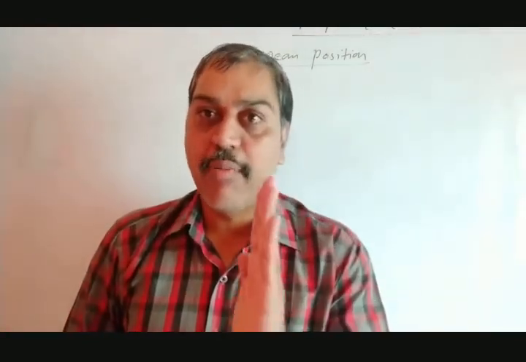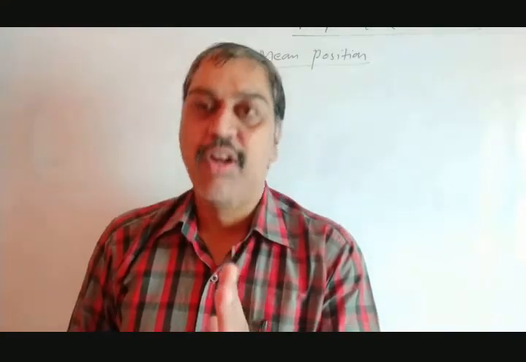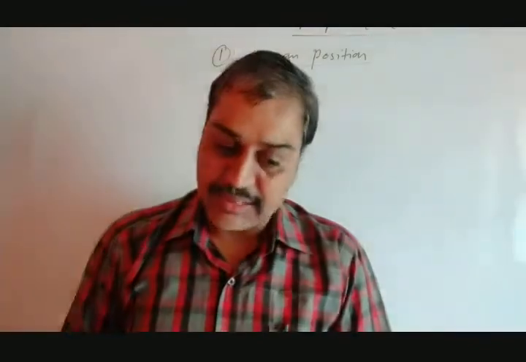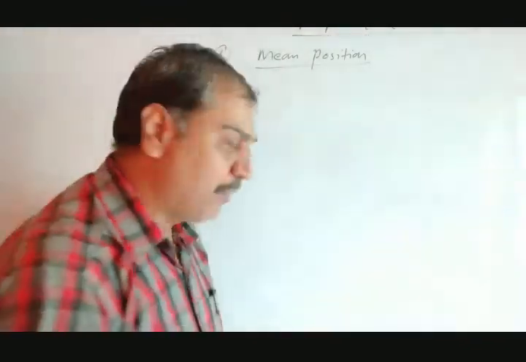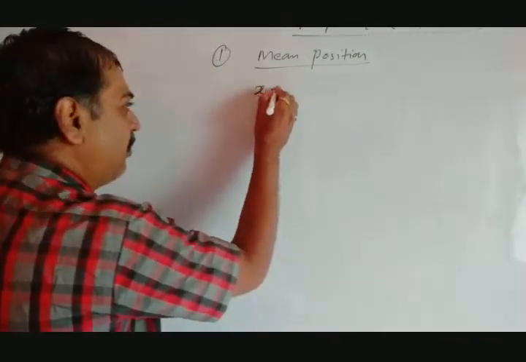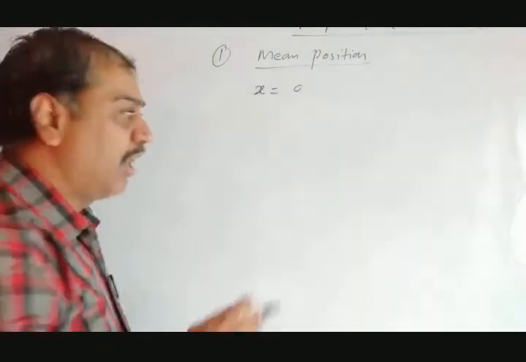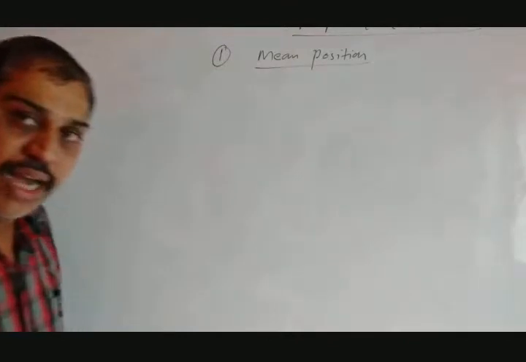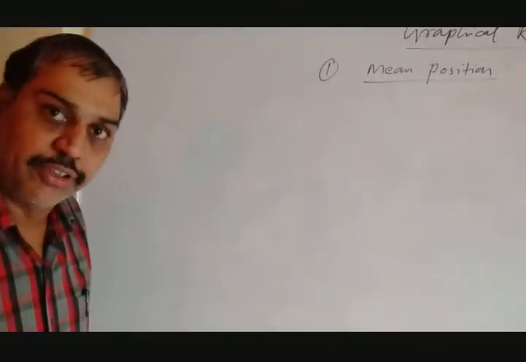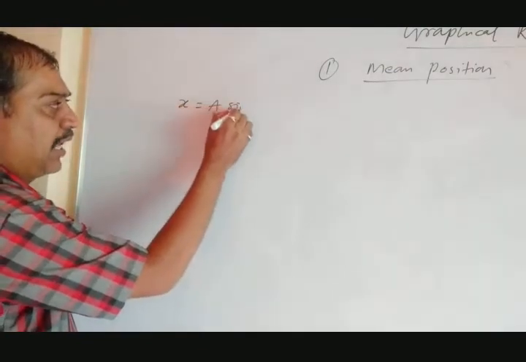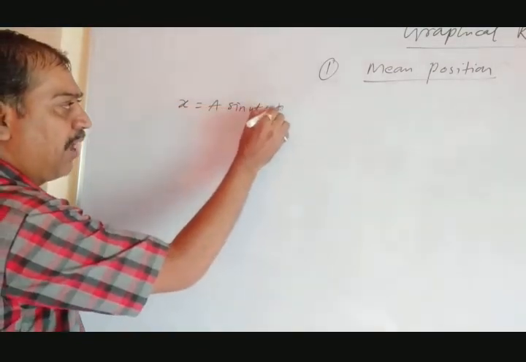It starts from a mean position. It starts means what? We have started counting the time from the mean position. In this situation, as we know, we have the equation for displacement. I will write it on this side first. So we can write this as x equal to a sine of omega t plus phi.